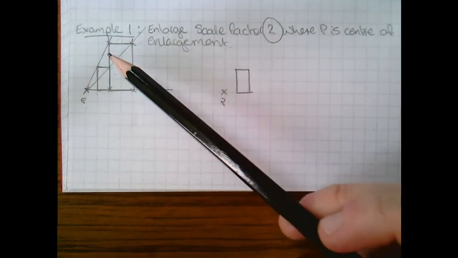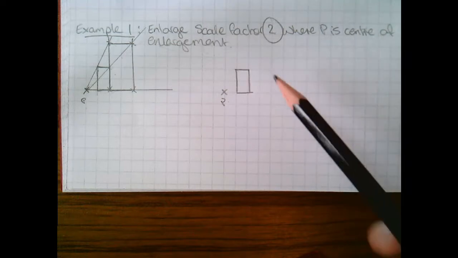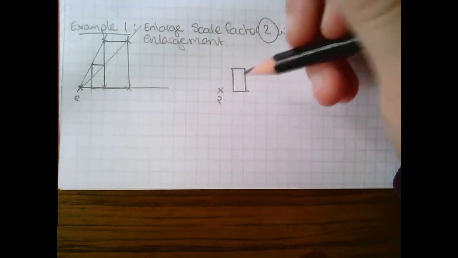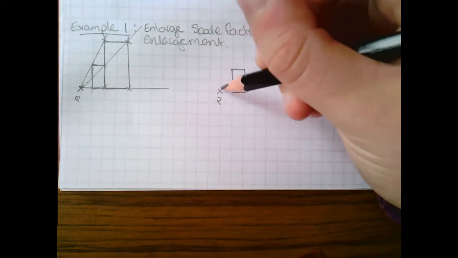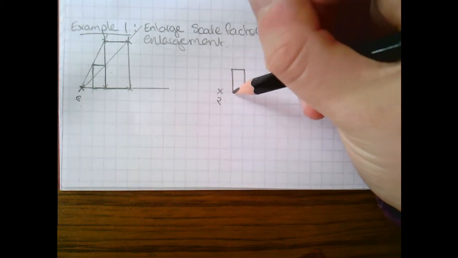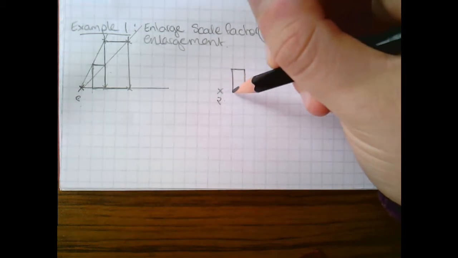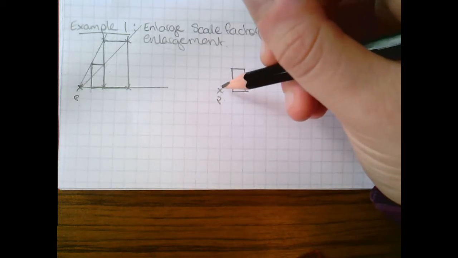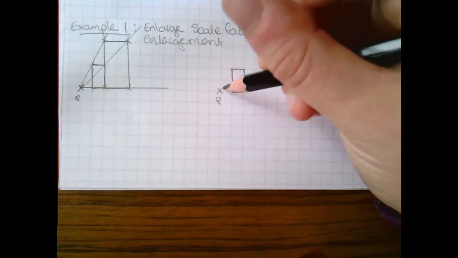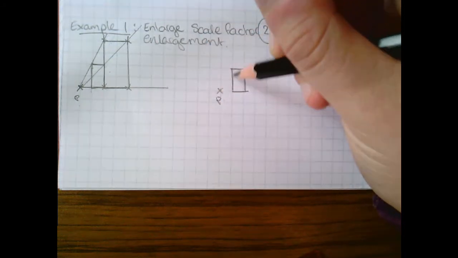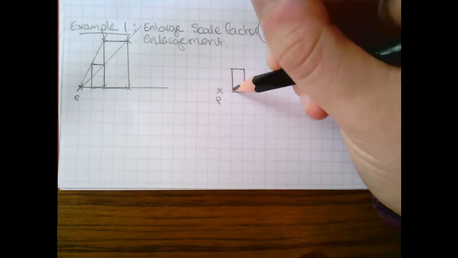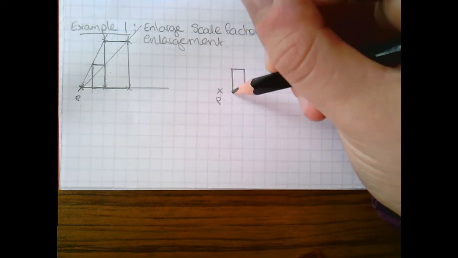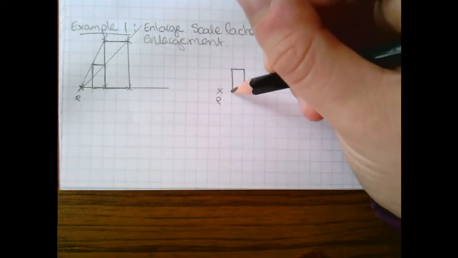So I'm not a massive fan of the projection lines, so the method that I usually use is just counting squares. So we start at our centre of enlargement, we then count how many squares we go up in the x direction, and how many squares we go up or down in the y direction. We don't have x's and y's in this one, so how many do we move left and right, and how many do we move up and down?